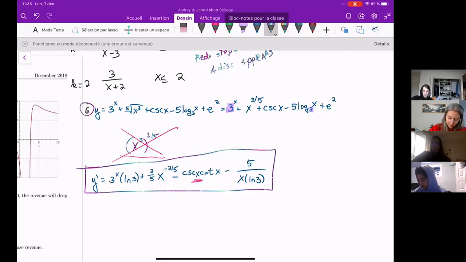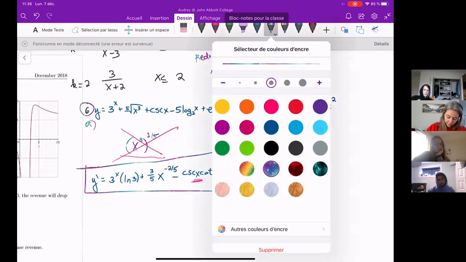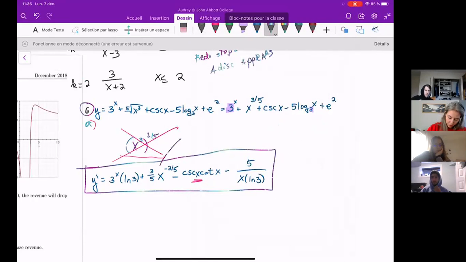I just have a question for the negative exponent. If we would have written it without the negative exponent, would it be 3 over 5x to the power of 2/5? You got it. It would look like this. Okay. Any other questions about this one?